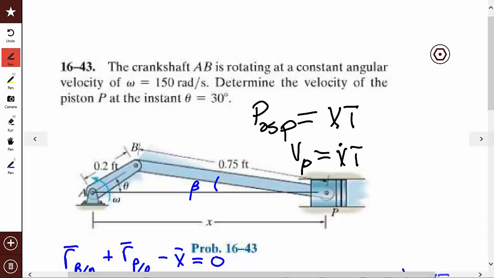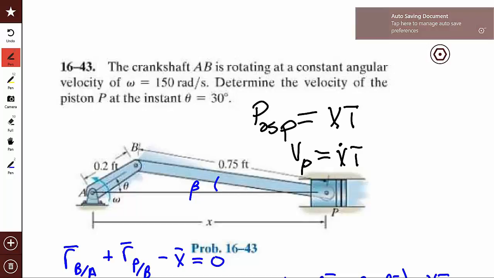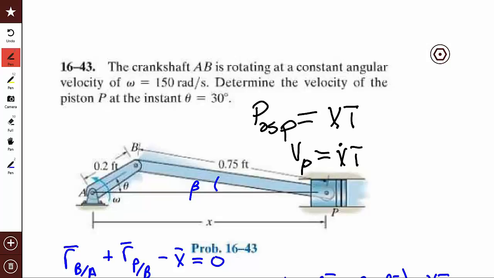Now I know what I need to relate. What I want to do is relate the thing I know. What do I know? I know the angle dot. What I want to do is relate that to X dot. That's my relationship. You see it?